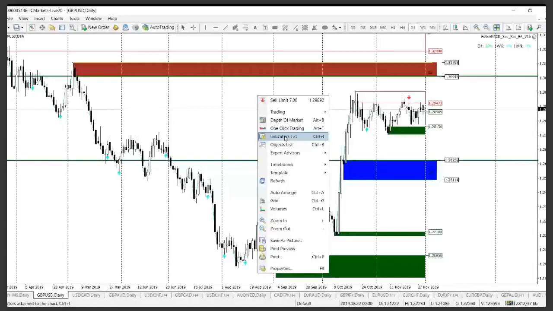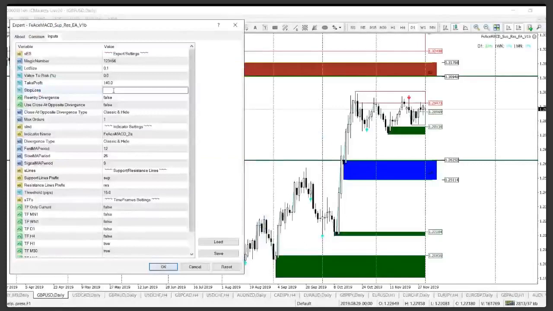Okay, we'll just change that stop loss because these are bigger zones. We'll just change that to 120. Okay, and take profit is going to be around 400 pips. Okay, we'll do common long and short.